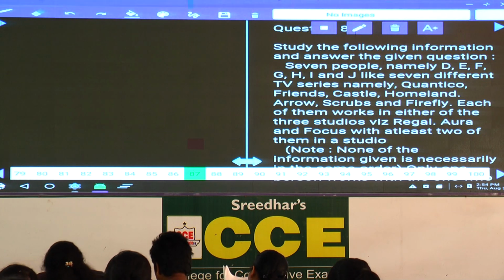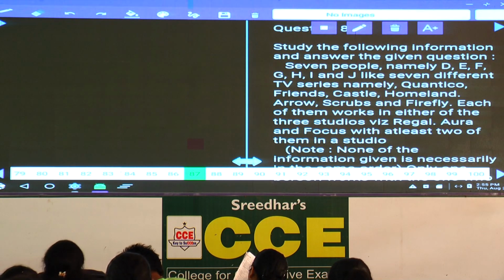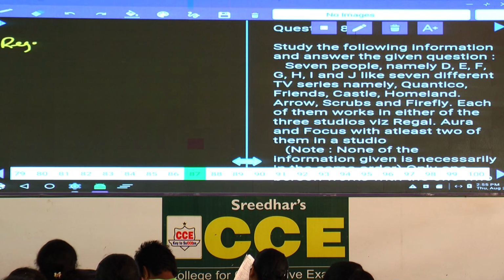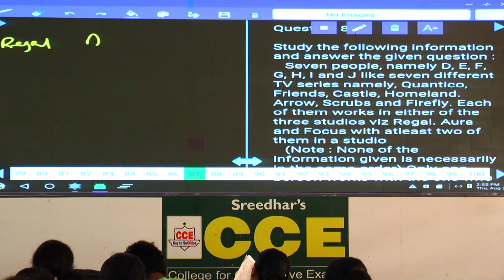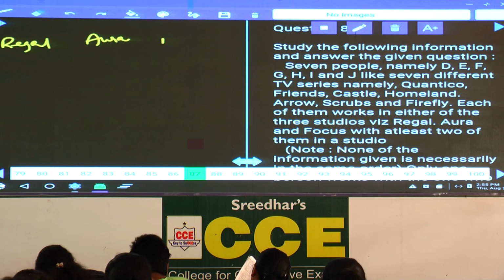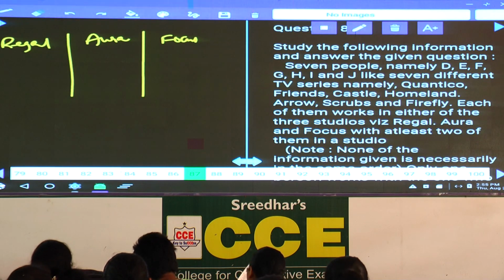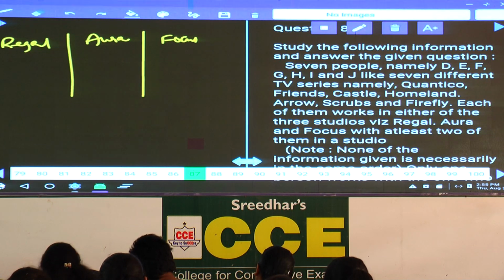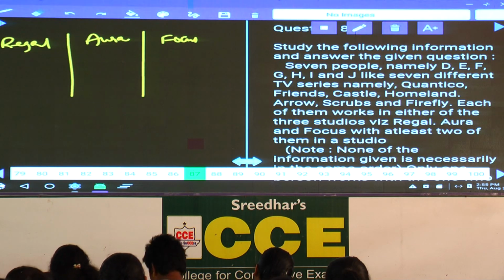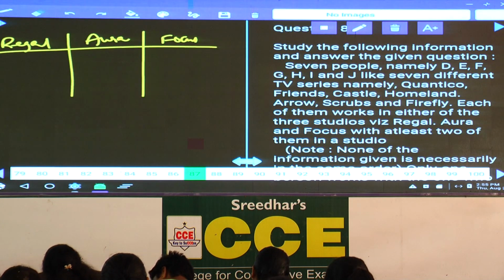We have 3 parameters. What are those 3? Regal is one. Next one is Aura, and next one is Focus. So how many are there? There are only 3 studios and 7 persons, and they are working in these 3. Each of them works in either of these 3. That means these 7 persons are working in only these 3.